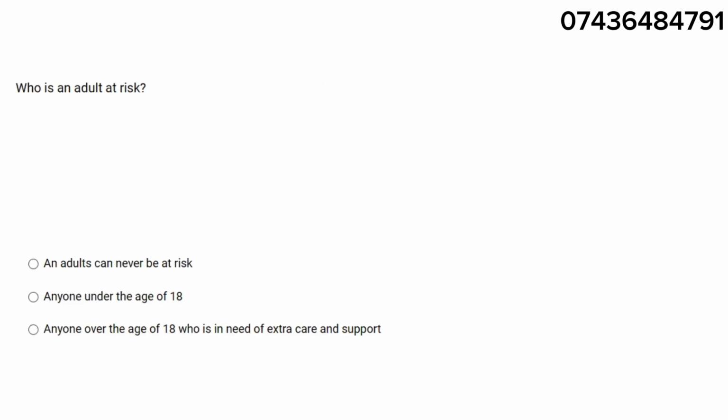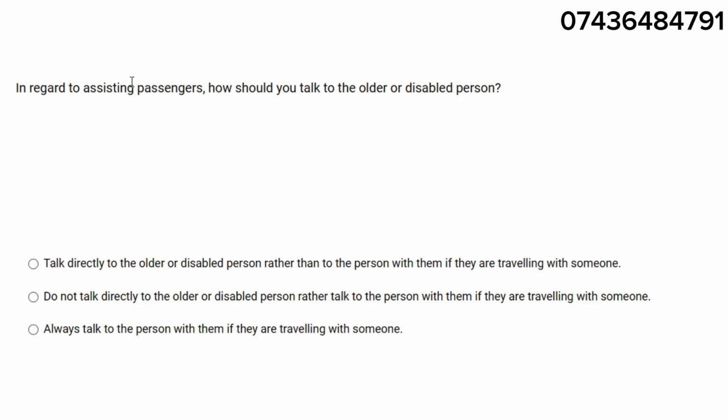The next question is, who is an adult at risk? We have to know that, it is very important for our exam. It is anyone over the age of 18 who needs extra care and support. The next question is, in regard to assisting passengers, how should you talk to the older or disabled person? The answer is, talk directly to the older or disabled person rather than to the person with them if they are traveling with someone.